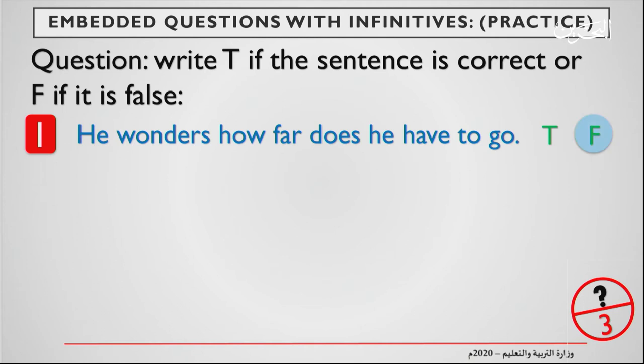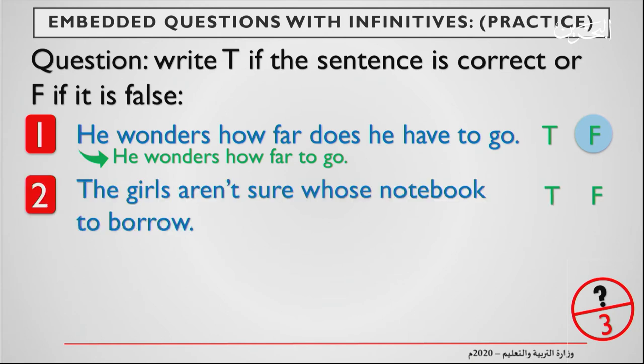Okay, let's check the answer. The answer is F. And why is that? Because he wonders how far to go, how far to go. This is how you write the embedded question in a sentence. Two, the girls aren't sure whose notebook to borrow. Have 5 seconds.